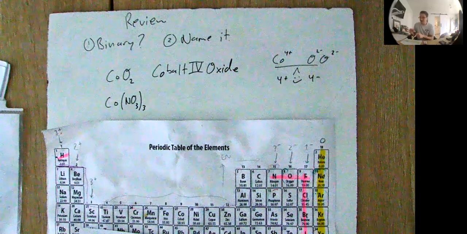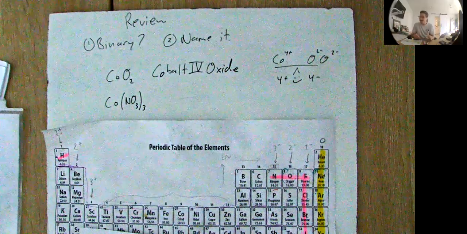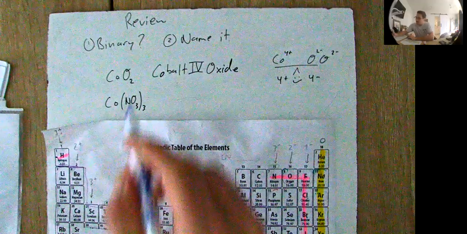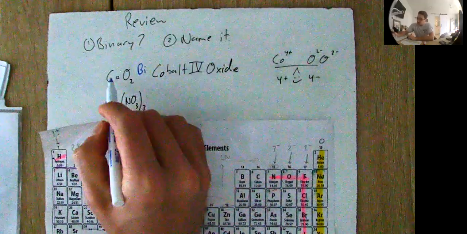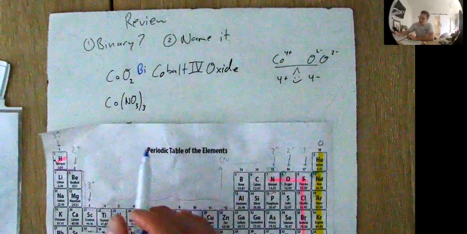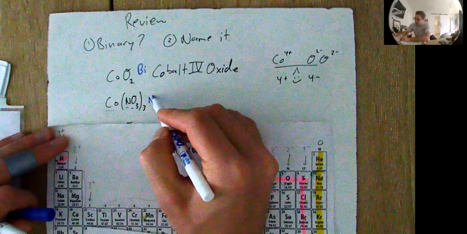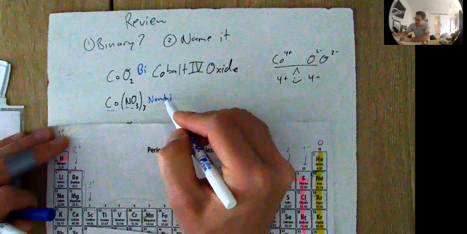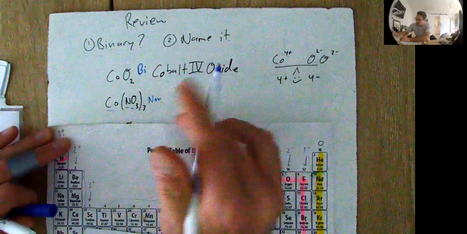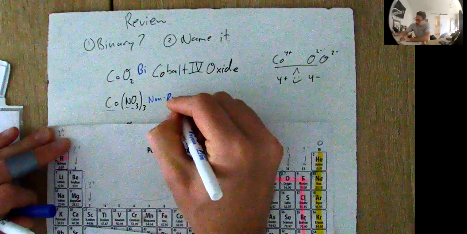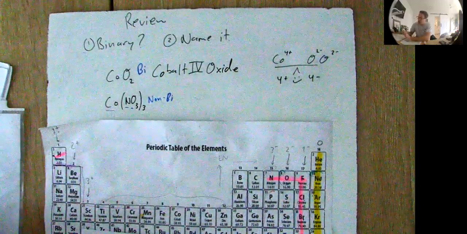Oh my goodness, I forgot to say if it was binary or not. That's all right, let's do this next one. The first one is binary because there's cobalt and oxygen. That's two elements. This one right here is non-binary because there's cobalt, nitrogen, and oxygen. That's non-binary.